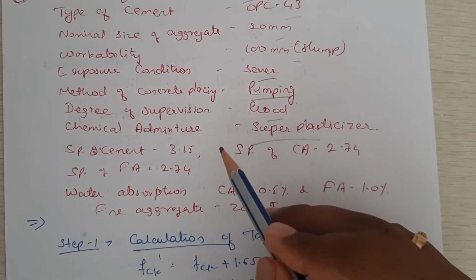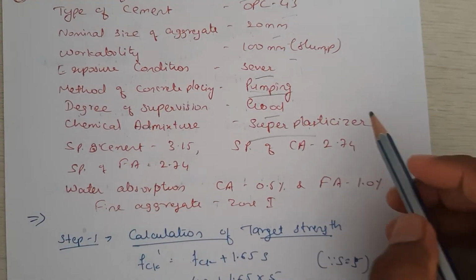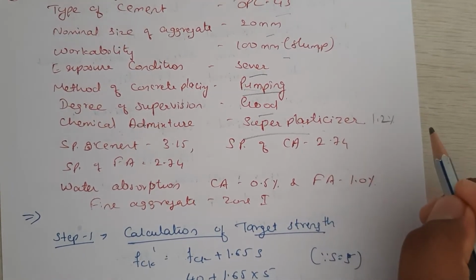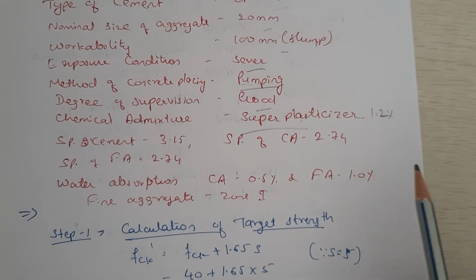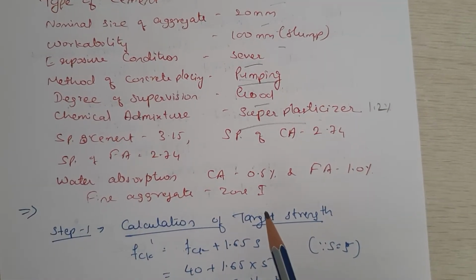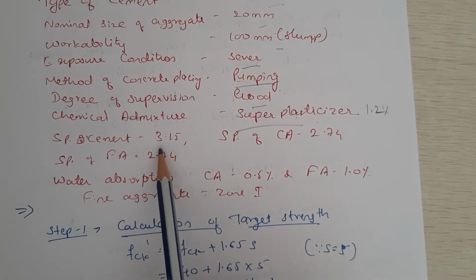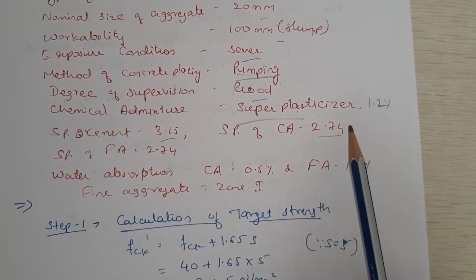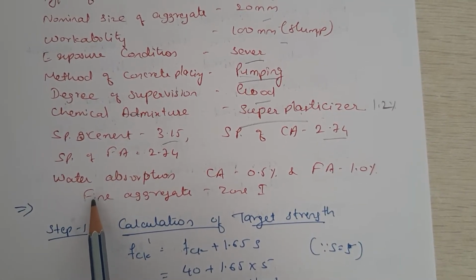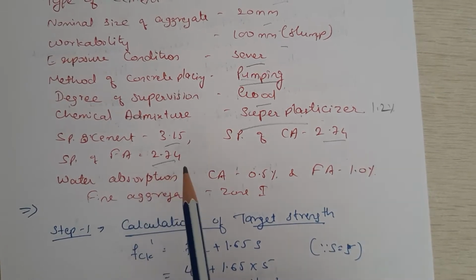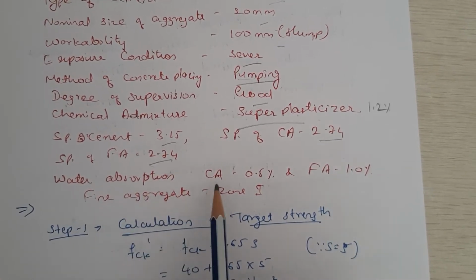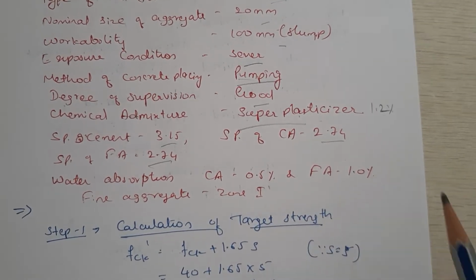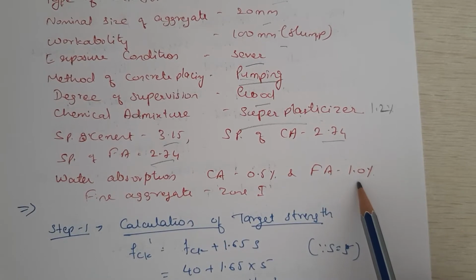And as I said, for the chemical admixture we are using a superplasticizer at 1.2% of the weight of the cementitious material. The specific gravity of the cement is 3.15, the specific gravity of the coarse aggregate is 2.74, and the specific gravity of the fine aggregate is 2.74. Water absorption is 0.5% of the weight of the coarse aggregate and 1% of the weight of the fine aggregate.